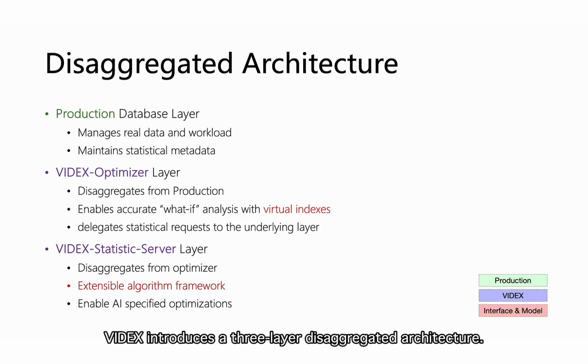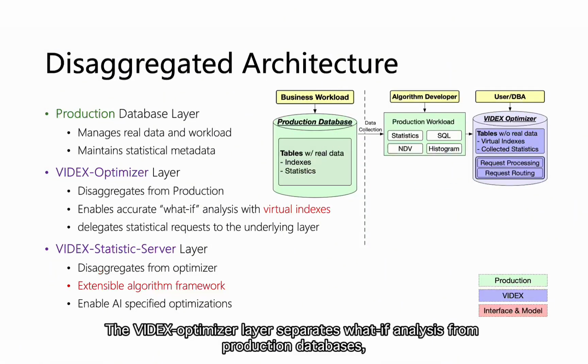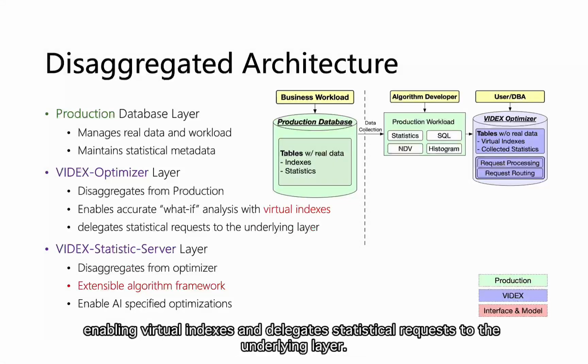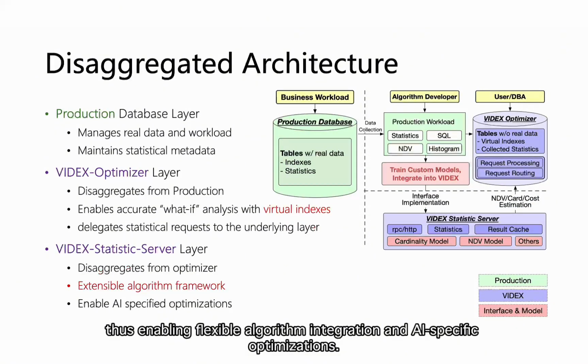VIDEX introduces a three-layer disaggregated architecture. The production database layer manages data and statistical metadata. The VIDEX optimizer layer separates what-if analysis from production databases, enabling virtual indexes, and delegates statistical requests to the underlying layer. The VIDEX statistics server layer decouples algorithmic services, thus enabling flexible algorithm integration and AI-specific optimizations.